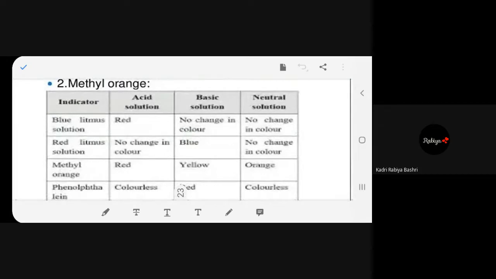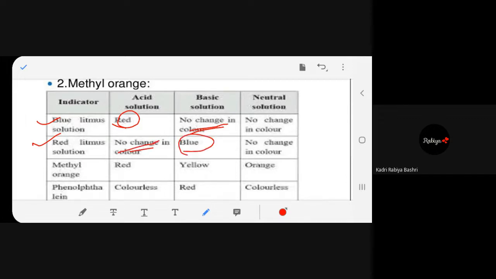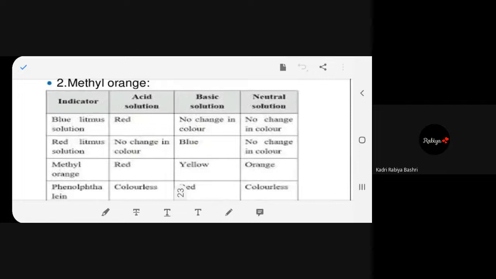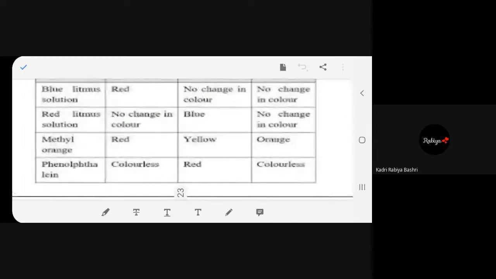Now, what you see over here is all types of chemical solution. If you take blue litmus solution, in acid it changes to red. But if you put it in basic solution, there is no change. Red litmus solution, in acid solution, there is no change. But in basic solution, it becomes blue. Is this clear? This we already know about litmus solution. Now we come to methyl orange.